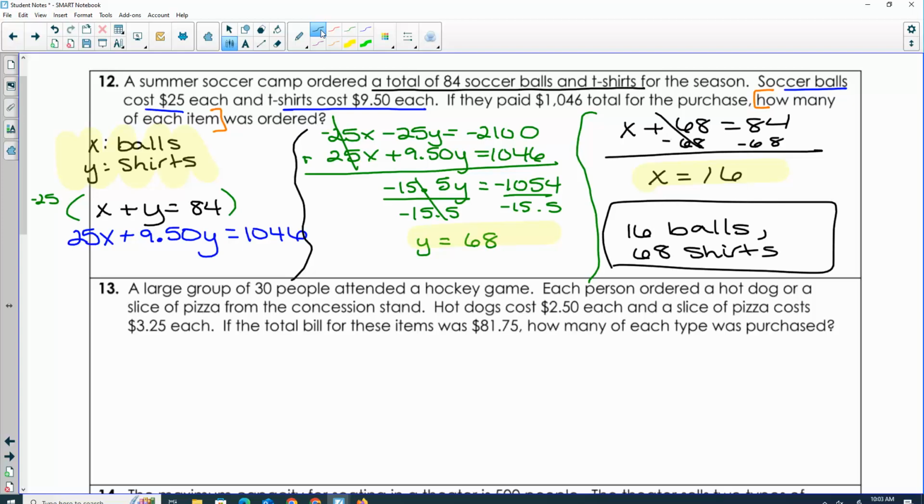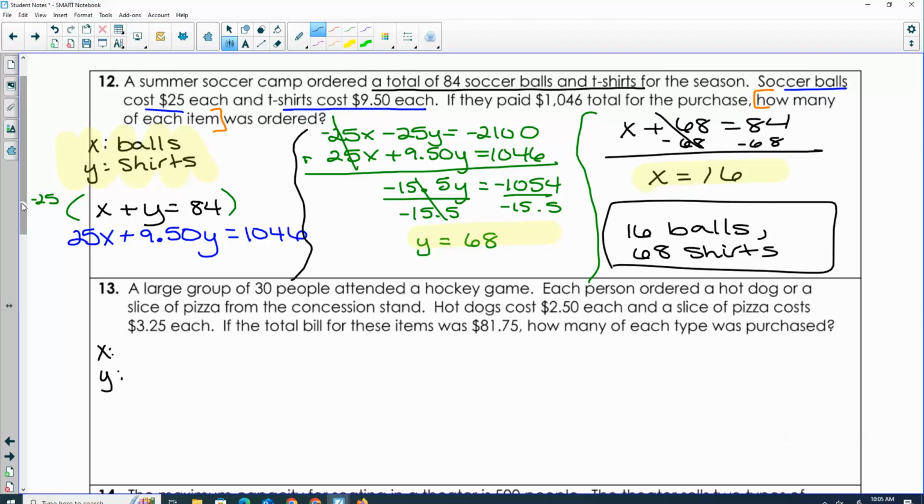Okay, I want you guys to read question 13. I want you to do two things. I want you to identify what X and Y are and see if you can write your equations. Do not try to solve them yet. I want to check ourselves before we go all the way through. But see if you can identify X and Y and write two equations.